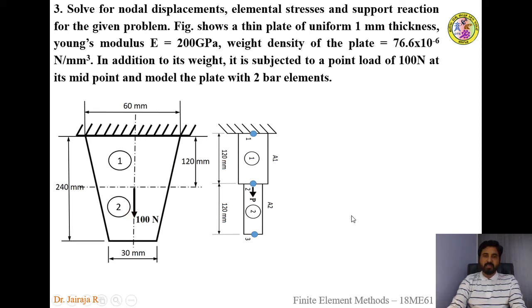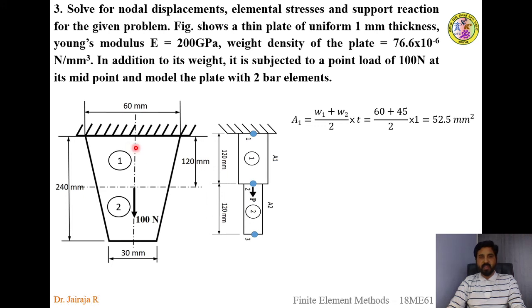So how to convert this tapered bar problem into the stepped bar problem? We know that A1, if you want to calculate the area for element 1, we need the bigger width and the smaller width. This is element 1. So W1 is the bigger width and W2 is the smaller width. W1 is 60 and W2 is 45 millimeter. So 60 plus 45 divided by 2, and we need to multiply with the thickness to get the area. Thickness is 1 millimeter. So A1 is 52.5 mm square.